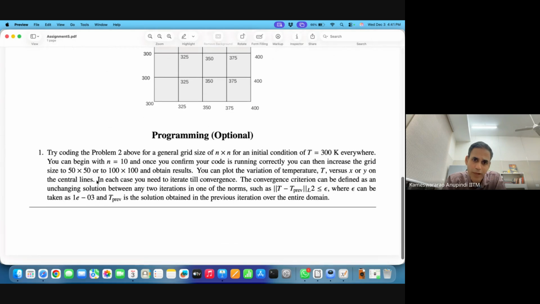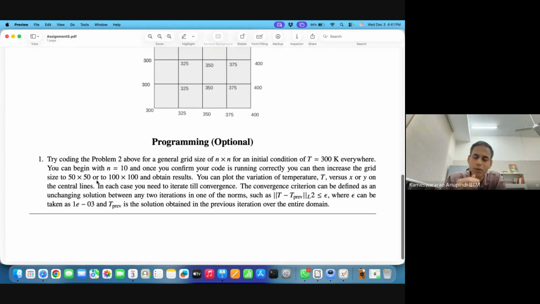Then I put in programming for those who are interested and want to learn to code, but I put this as optional, so it doesn't carry any points. Try coding this problem on a general n by n grid for an initial condition. You can begin with 10, and once you confirm your code is running correctly, you can increase the grid size to 50 by 50 or 100 by 100 and obtain results.